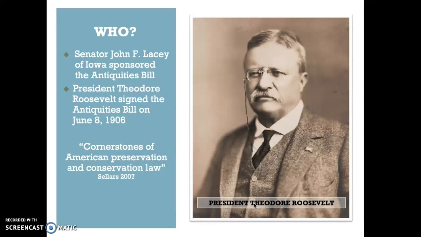However, in 1906, Senator John F. Lacey sponsored one of four Antiquities Acts presented in the Roosevelt administration, and it was Senator Lacey's sponsored Antiquities Bill that President Theodore Roosevelt signed into law on June 8, 1906. Many described it as the cornerstone of American preservation and conservation law.